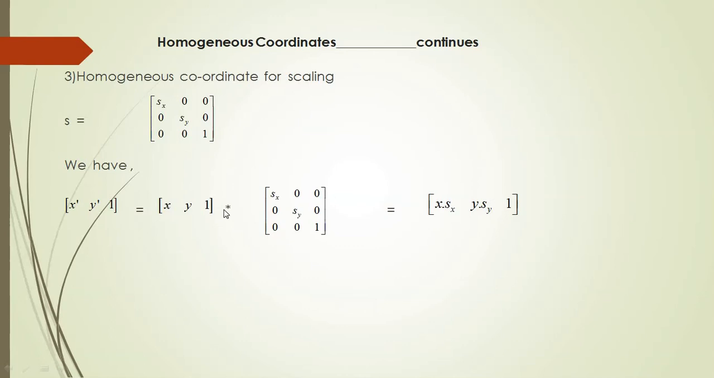Then the second one is this row multiplied into this column, that is x into 0 plus y into Sy plus 1 into 0. So the new coordinate is y into Sy, and this row is multiplied into the third column, that is x into 0 plus y into 0 plus 1 into 1, that is 1. So we got the new coordinate equal to x into Sx, y into Sy and 1.